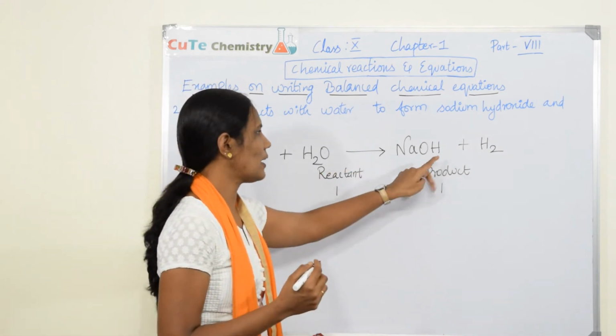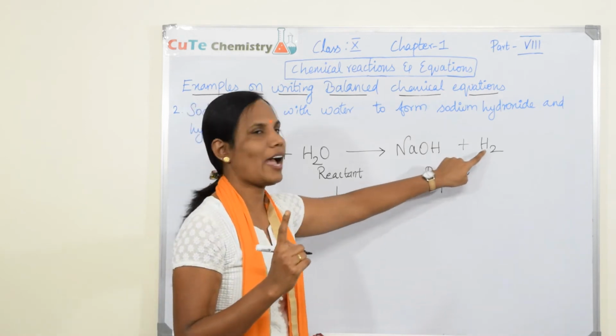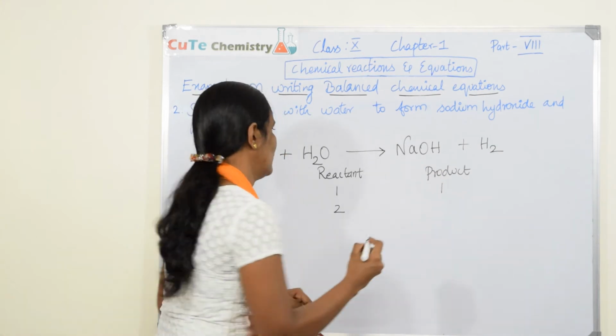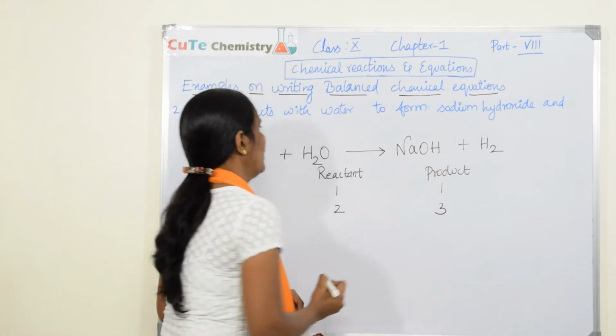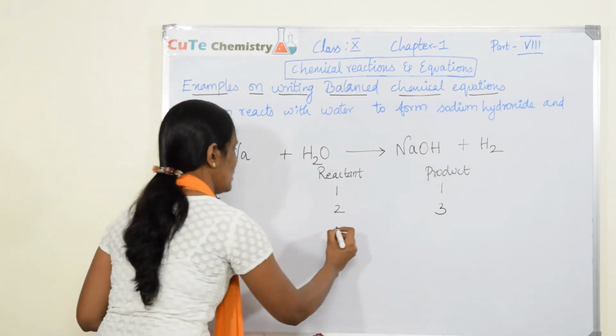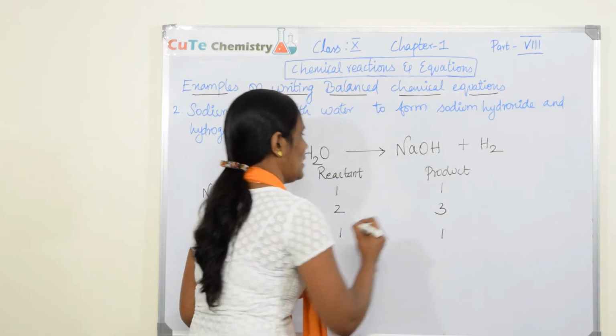On the product side we can see that sodium hydroxide has one hydrogen, and hydrogen gas has two hydrogen, so the total number of hydrogen is 3 on the product side. And then oxygen: on the reactant side we have only one oxygen atom, and on the product side also we have only one oxygen atom.